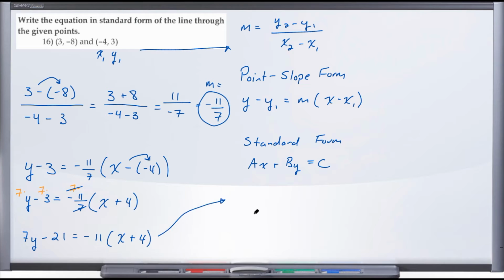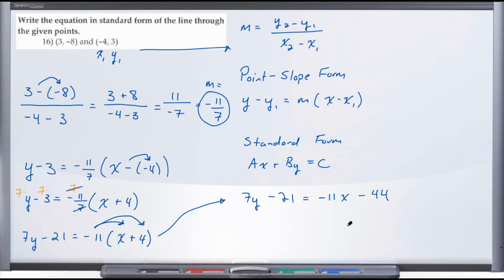All right, so let's go ahead. We're almost done here. Let's distribute this negative 11 through. So we're going to have 7y minus 21 equals negative 11x, right? Because negative 11 times x is negative 11x. And negative 11 times positive 4 is going to give us negative 44.